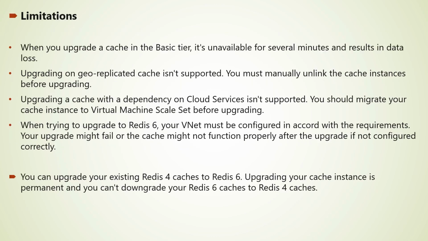Limitations. When you upgrade a cache in the Basic tier, it's unavailable for several minutes and results in data loss. Upgrading a geo-replicated cache isn't supported. You must manually unlink the cache instances before upgrading. Upgrading a cache with a dependency on cloud services isn't supported. You should migrate your cache instance to virtual machine scale set before upgrading. When trying to upgrade to Redis 6, your VNet must be configured in accordance with the requirements. Your upgrade might fail or the cache might not function properly after the upgrade if not configured correctly. You can upgrade your existing Redis 4 caches to Redis 6. Upgrading your cache instance is permanent and you can't downgrade your Redis 6 caches to Redis 4 caches.